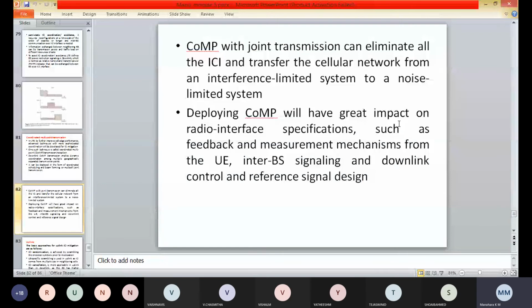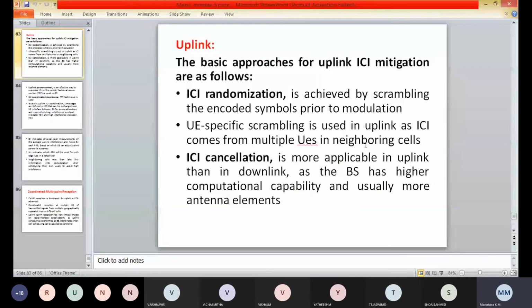Next we will move on to the uplink. The basic approaches for uplink interference mitigation are as follows: ICI randomization, ICI cancellation, uplink power control, and ICI, that is intercell interference, coordination and avoidance. Moving on to the ICI randomization. It is similar to the downlink ICI randomization. ICI randomization in the uplink is achieved by scrambling the encoded symbols prior to the modulation.